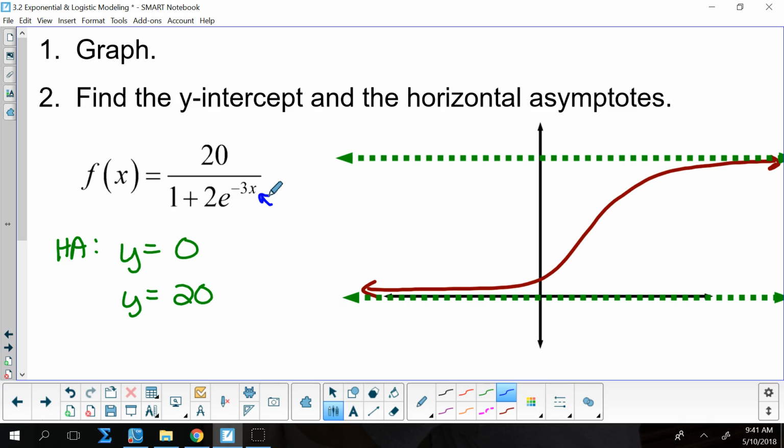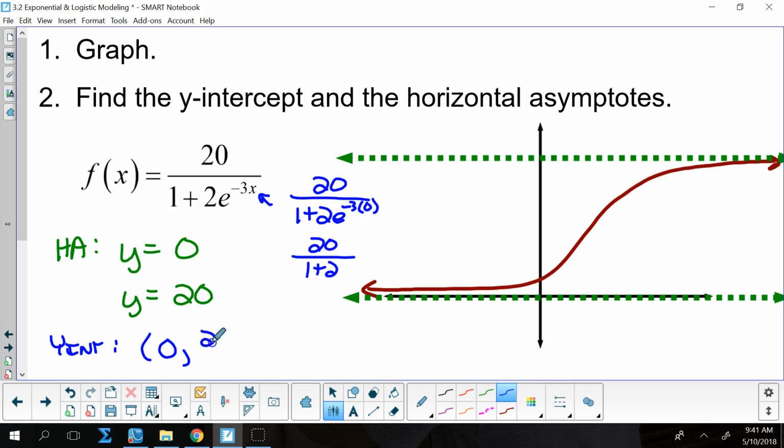So I'm going to put in 0 there. So that's going to be 20 over 1 plus 2 e to the negative 3 times 0. Negative 3 times 0 is 0. E to the 0 power is 1. Times 2 is 2. So I get 20 over 1 plus 2. So that's going to be 20 over 3. So my y-intercept here is the point 0, 20 thirds.